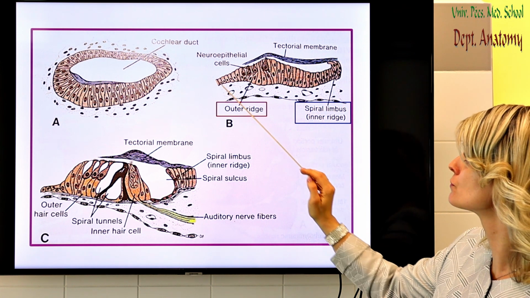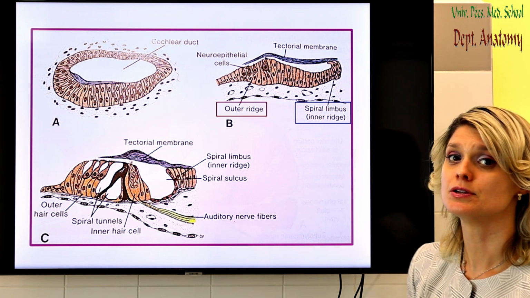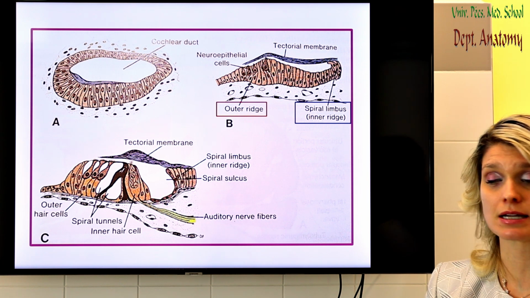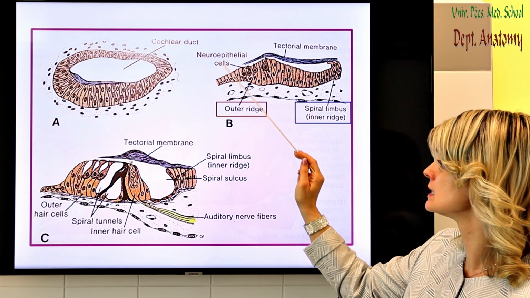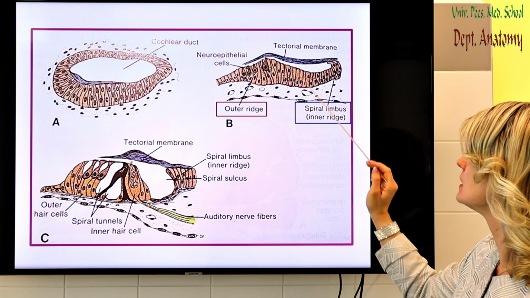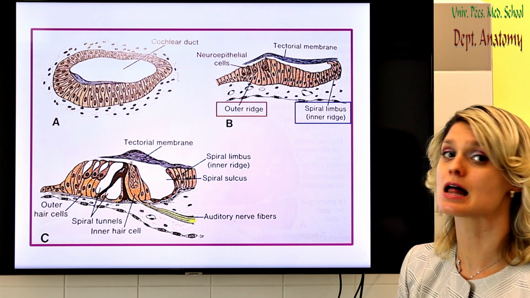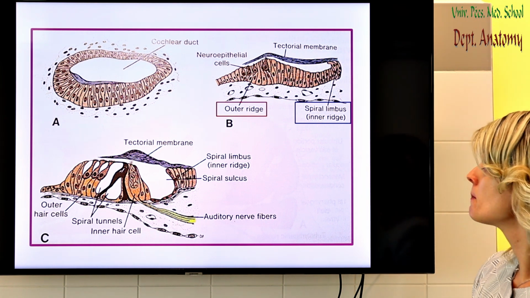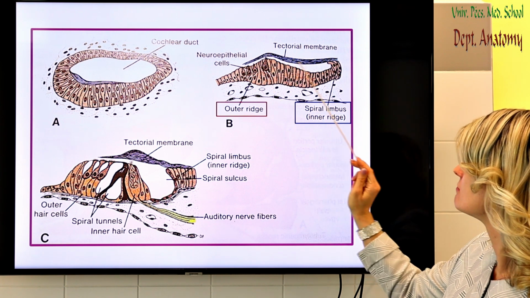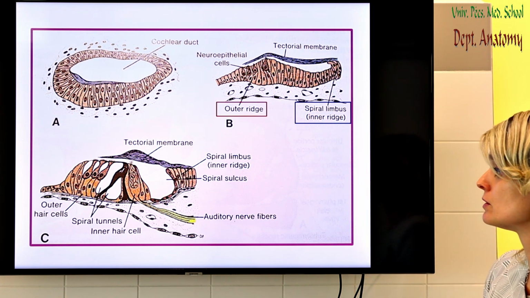From the outer ridge will be the cells, the neuroepithelial cells and the supporting cells of the organ of Corti, and from the inner ridge will be the cells of the limbus. And on the top you can see the development of the tectorial membrane.